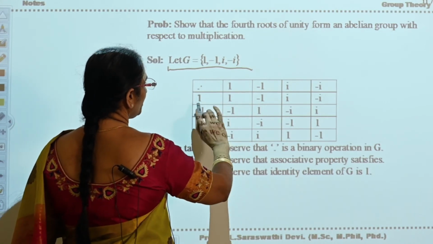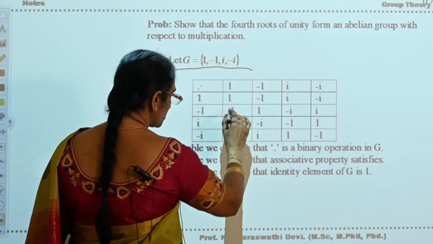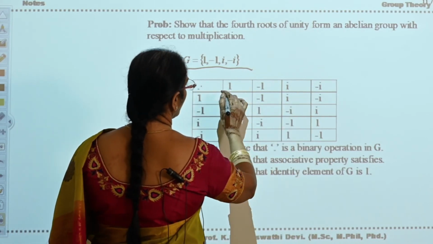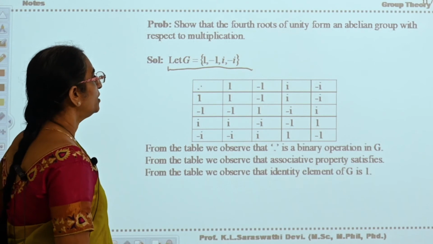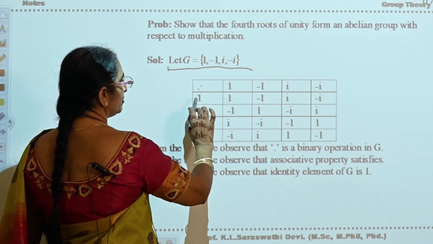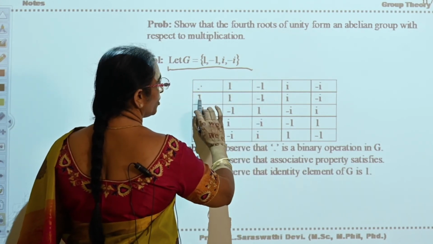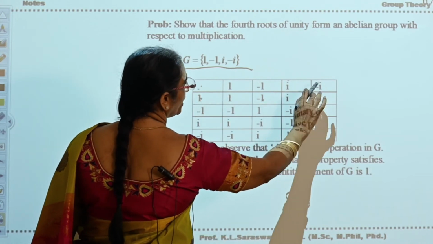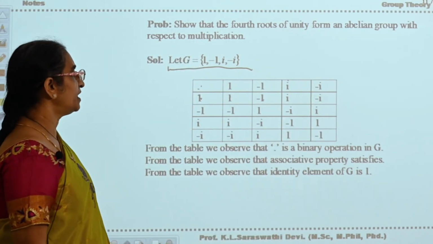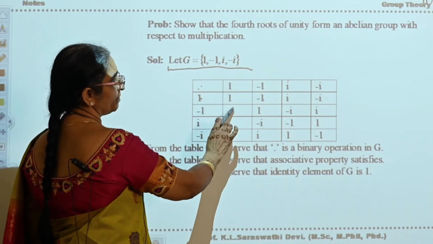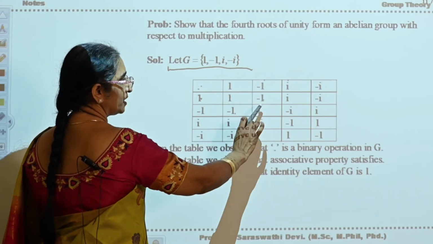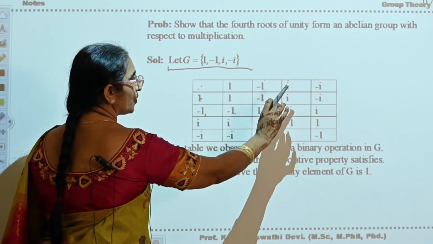Here, because of the first row and first column, as it is, you can write, 1 is the multiplicative identity. So, 1 into 1 is 1, 1 into minus 1 is minus 1, 1 into i is i, 1 into minus i is minus i. Similarly, minus 1 into 1 is minus 1, minus 1 into minus 1 is plus 1, minus 1 into i is minus i.